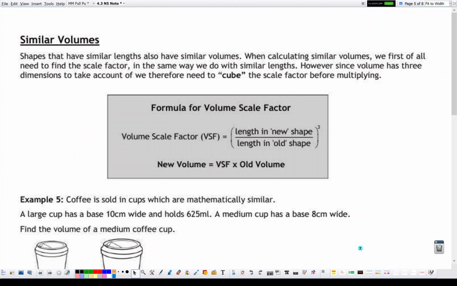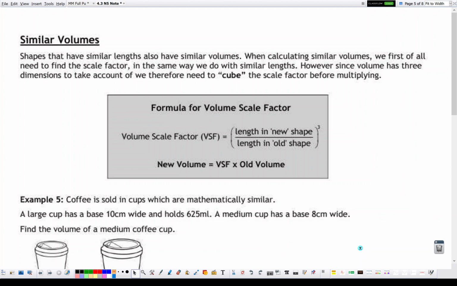Okay, so similar volumes. This is the same sort of idea, but things are increasing by volume rather than just by length or by area. The only difference here is that when you are increasing something by volume, you're not increasing it in one dimension, the length. You're not increasing it by 2 dimensions, the area. You're increasing it by 3 dimensions: length, breadth, height.